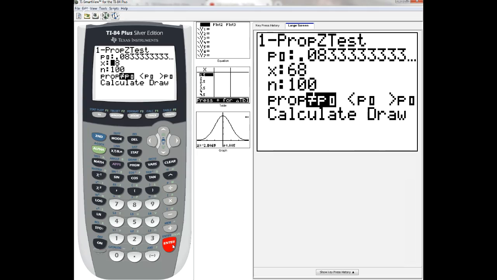Okay. X and N, those will always be given. We had 59 that picked the last tape out of a sample size of 600.